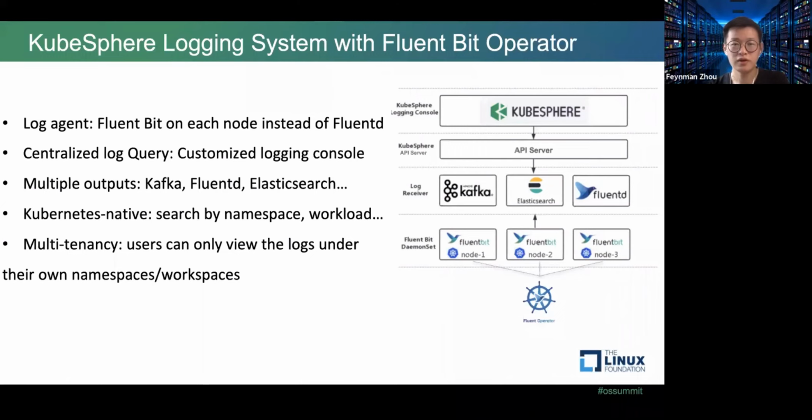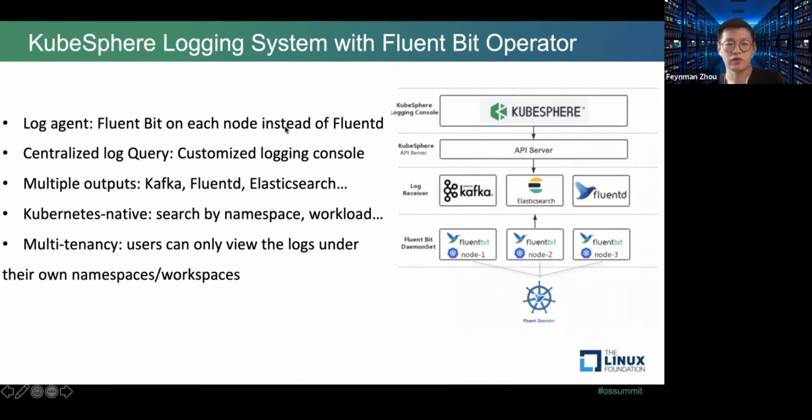The KubeSphere logging system integrates Fluent Bit Operator to deploy and manage the lifecycle of Fluent Bit. As you can see, this is the general architecture of the logging system in KubeSphere. We have the Fluent Bit Operator, which is used to set up the Fluent Bit DaemonSet on each Kubernetes node. You can also leverage the output plugins to send the data and metrics to different destinations, such as Kafka, Elasticsearch, or even FluentD.